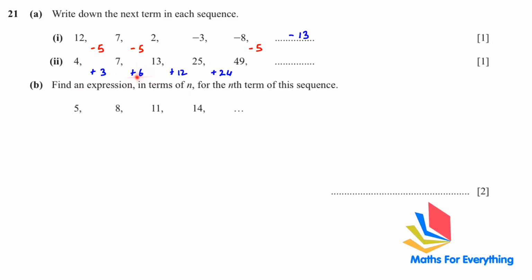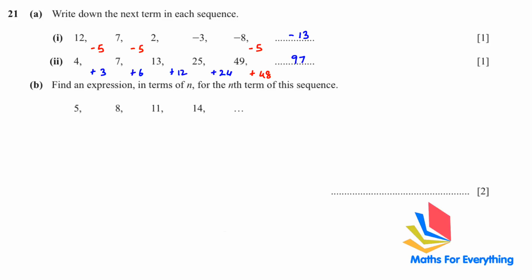That every time you are adding a number, you double the previous number and add. So this is 3. Double of 3 is 6. So you added 6. Then 6 times 2 is 12. 12 times 2 is 24. So the next number will be 24 times 2, which is 48. So 49 plus 48 will give us 97.